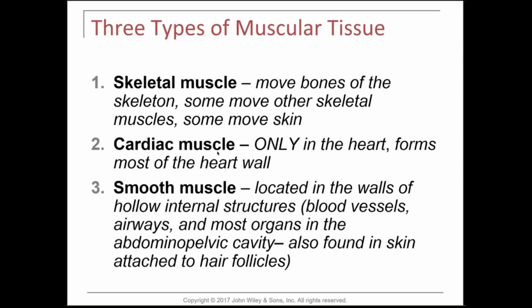Cardiac muscle. These muscle fibers are only found in the heart, right? So for most of the heart wall, we also have some connective tissue there, but cardiac muscle is only going to be found in the heart wall, or in the heart, as the name implies. Smooth muscle is another type of muscle tissue, and this is going to be found in the walls of your hollow organs. So your hollow organs would be things like your stomach, for instance, right? The wall of your stomach.